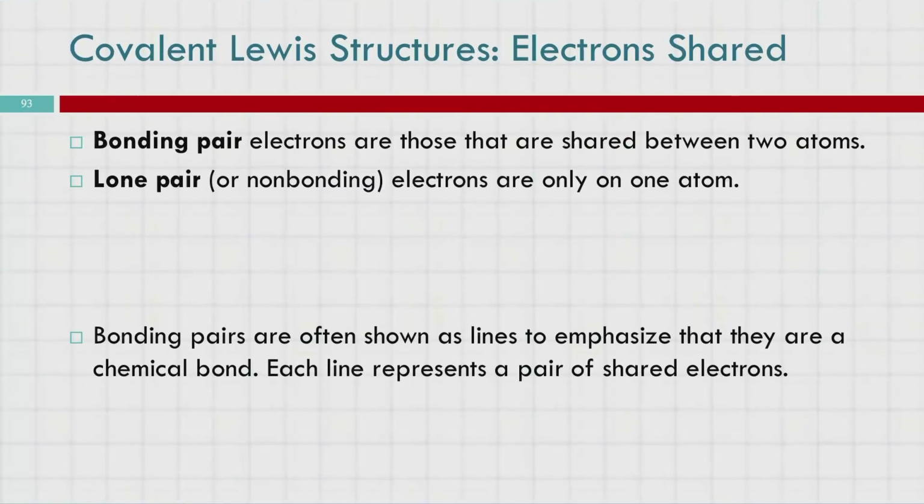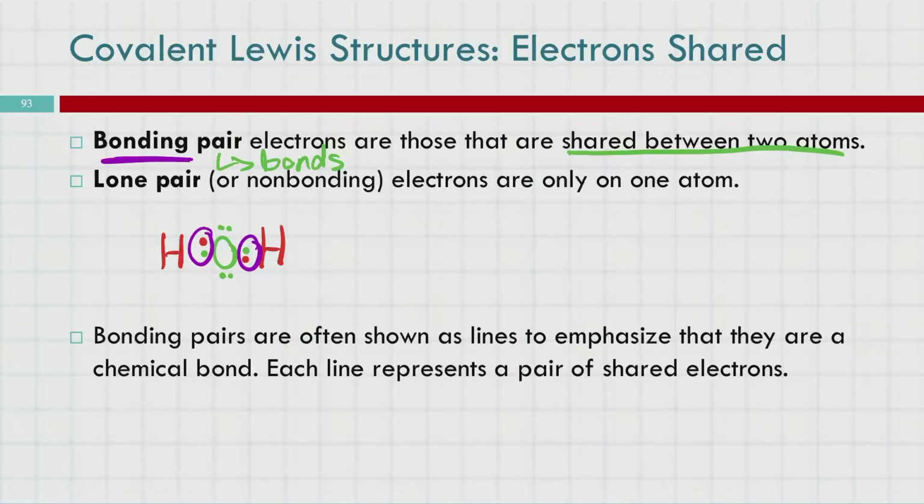So in that structure that we just saw, H2O, we'll draw it in again. In this structure for H2O, we've got bonding pairs. Bonding pairs are shared. Bonding pairs are bonds. So we've got two bonding pairs circled here in the purple.